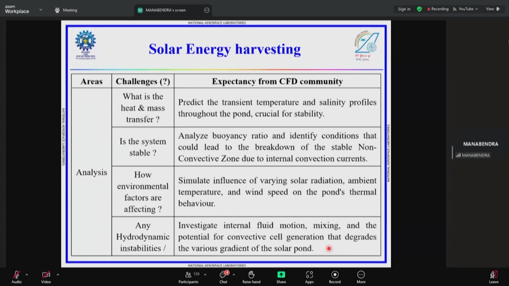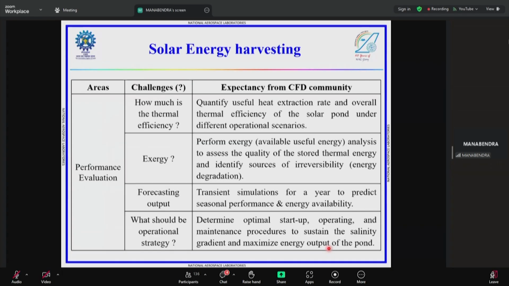But if it comes to analysis or the performance evaluation, you will find that what we saw in the previous slides, we are expecting similar things to happen. In fact, it would not be an exaggeration if I say that each row of these questions can be one internship problem for the interns of FOSSEE OpenFOAM.